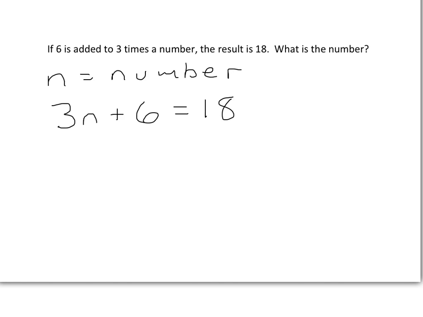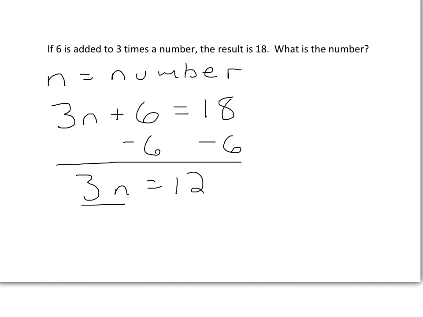So now to solve this, there's a few more steps. I'll subtract 6 from each side. 3n equals 12. Divide by 3. And I get that the number is 4.